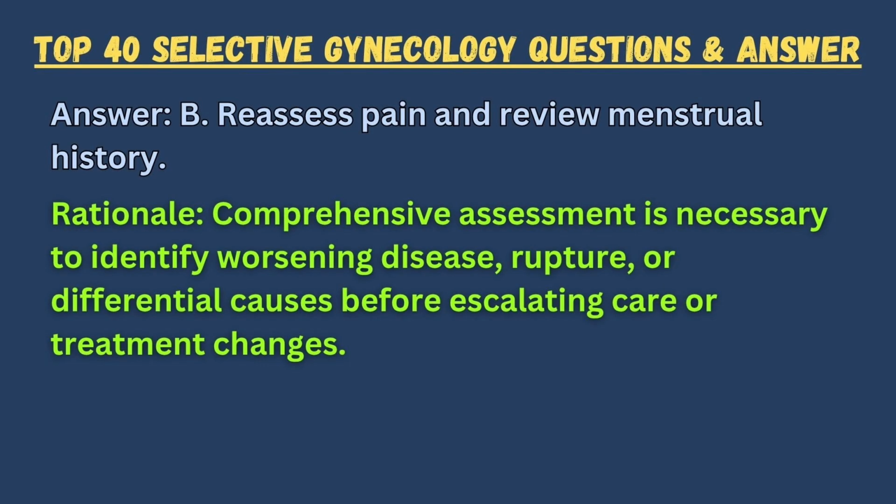Answer. B. Reassess pain and review menstrual history. Rationale. Comprehensive assessment is necessary to identify worsening disease, rupture, or differential causes before escalating care or treatment changes.